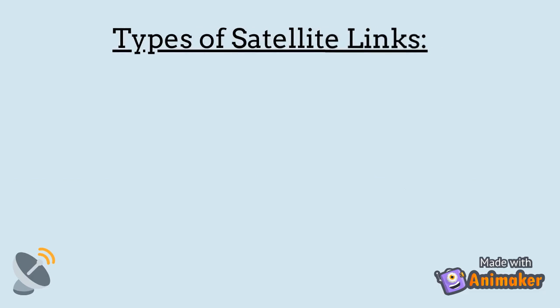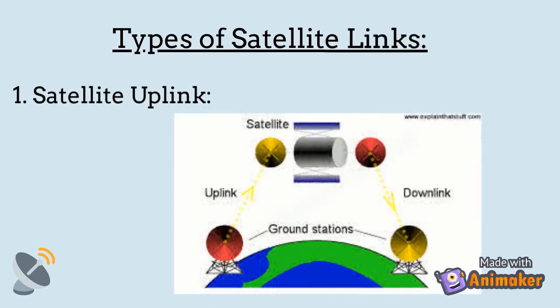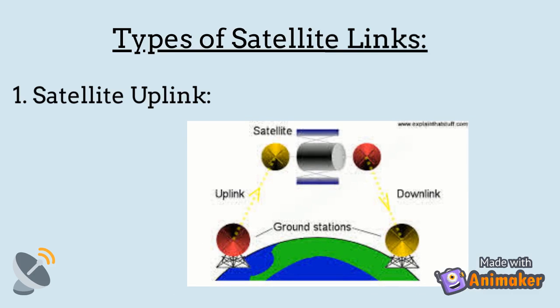Types of satellite links. There are two types of satellite links. 1. Satellite uplink, which is the process of transmitting signals from Earth stations to the satellite and the satellite is receiving it. There are some transmission losses.